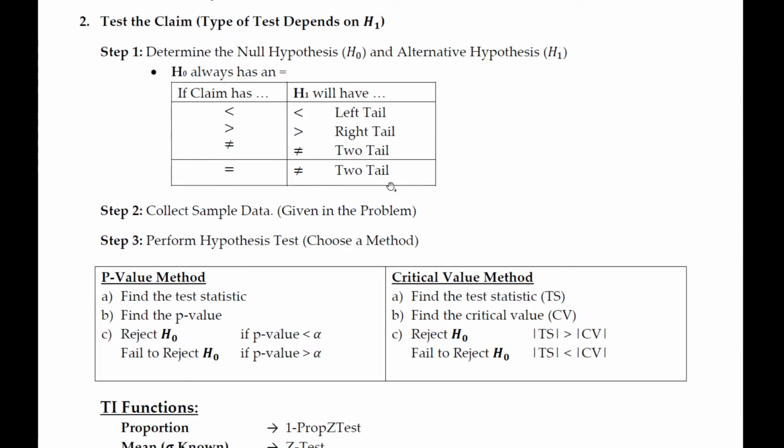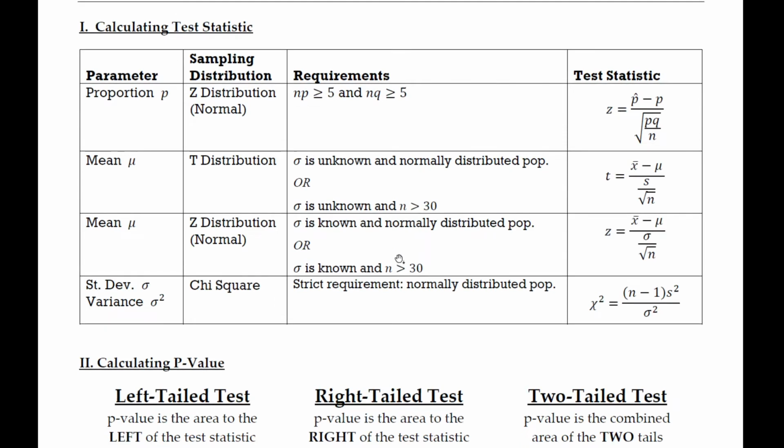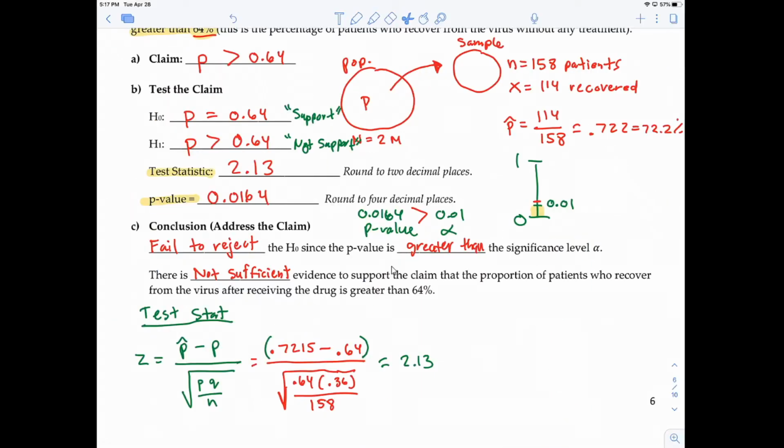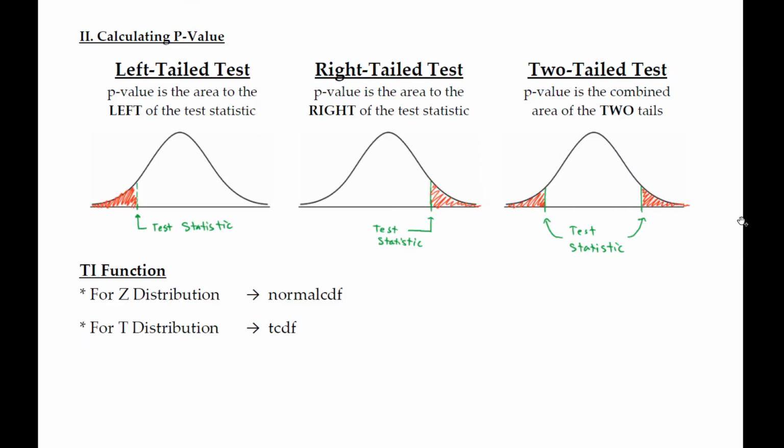Right. So in this case, the alternative has a greater than sign. So for the p-value, we have a right tail test. So it's a right tail test, which means that the p-value is the area to the right of the test statistic. So wherever the test statistic is, it's the area to the right.